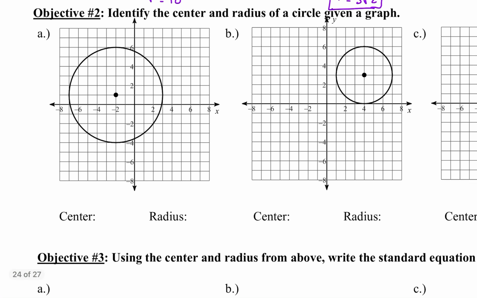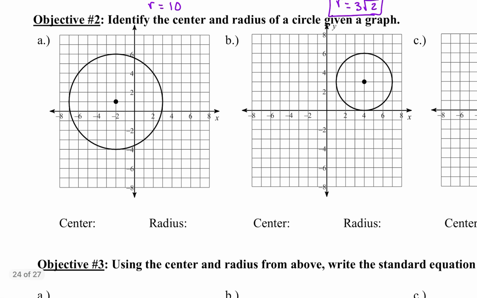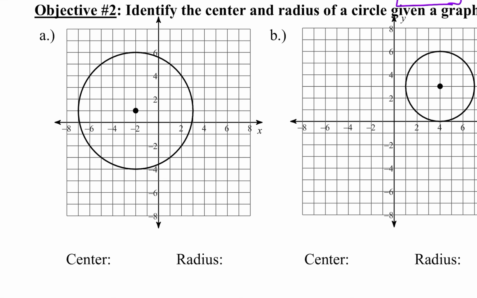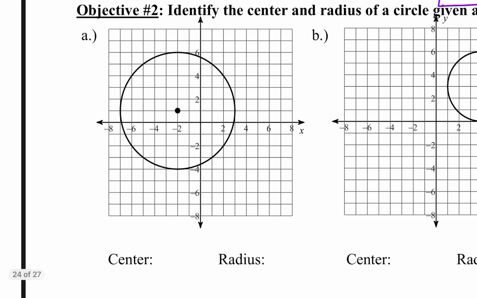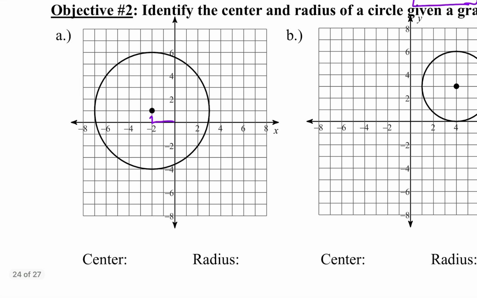All right, so objective 2 says identify the center of the radius given the graph. So this time they're graphing it for us and asking us to figure out what's going on. So in this first one, we could see that we're moving to the left and then up, right? Left 2, so my center is at -2, and then up 1. So my center is at -2, 1. And then it said, what is the radius? So we're going to count from the center to the outside of the circle. So 1, 2, 3, 4, 5. It was 5 units over, so my radius is 5.